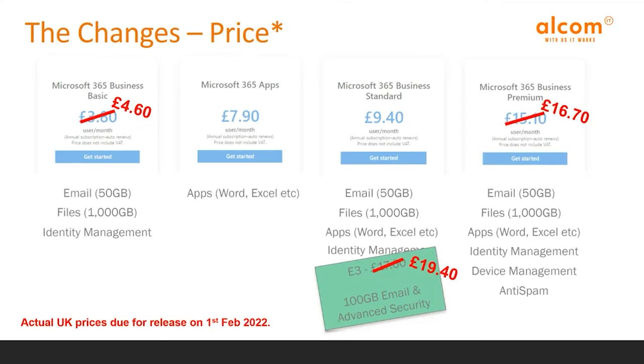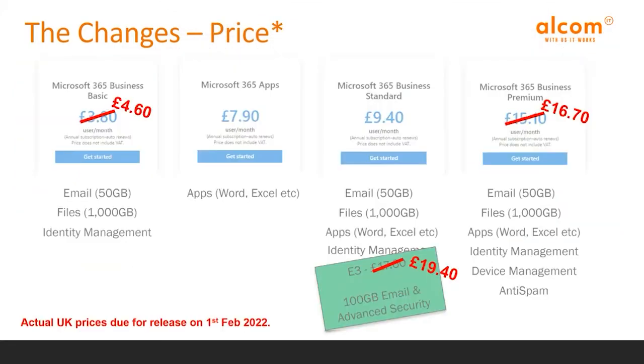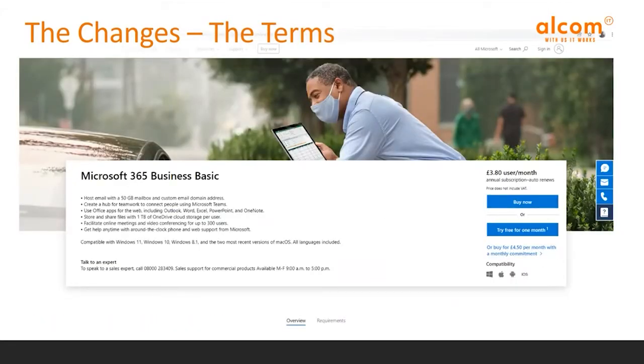What's changing about the terms? At the moment, as you know, you pay us £3.80 for Business Basic, or you pay us £9.40 for Business Standard, and you pay us a monthly fee. And during that fee, we can increase the number of licenses and we can decrease the number of licenses. So in the middle of a month, you say to us, hey, Billy has left the business, please delete his account, and we would automatically go and reduce the number of licenses.